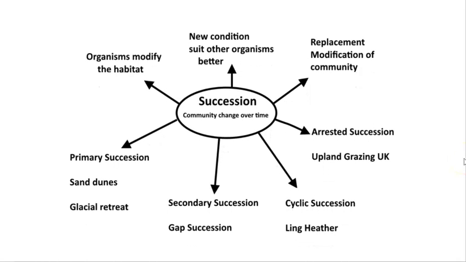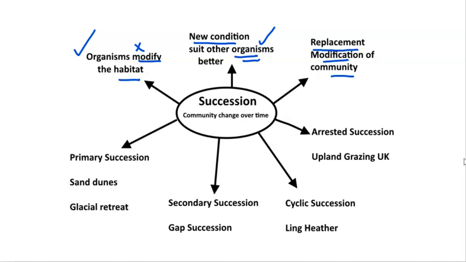Within the examples that we're going to be looking at, the principles that we will see is that the existence of a group of organisms in a habitat causes modification to that habitat. Having modified the habitat, the new conditions sometimes become more suitable to other organisms. These organisms will flourish at the expense of the previous ones, and so therefore there is a replacement and a modification of the community over time.